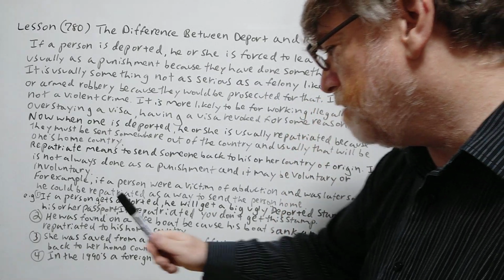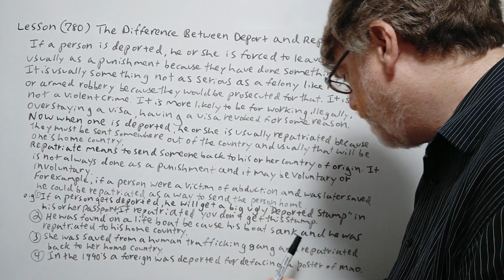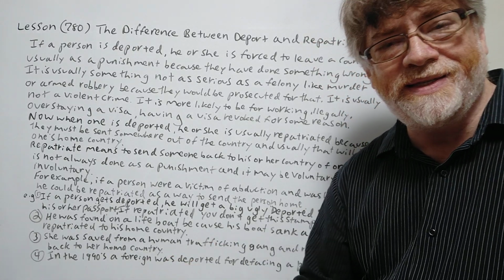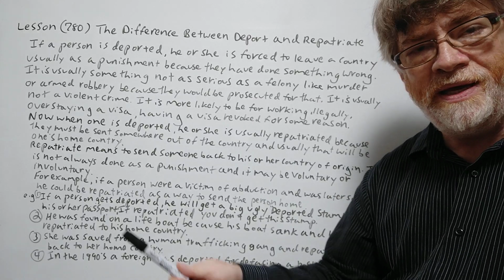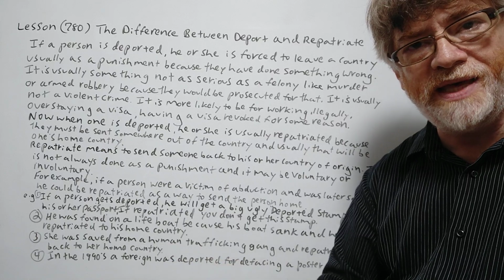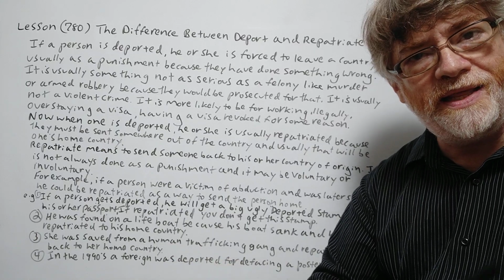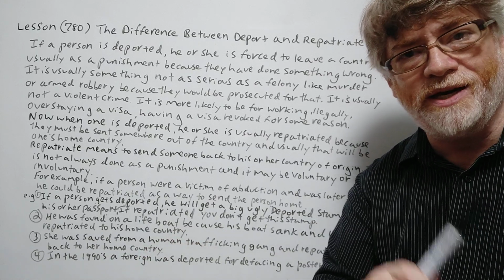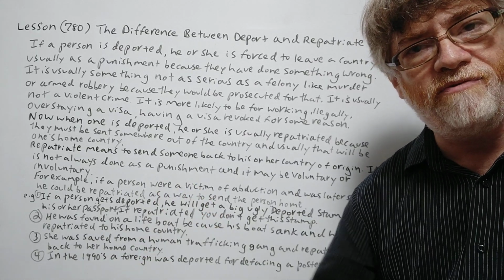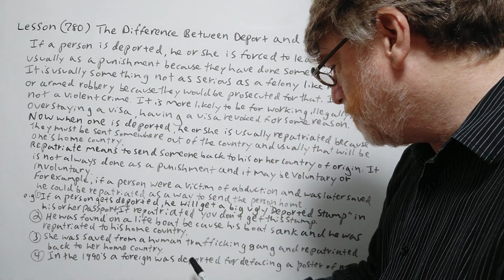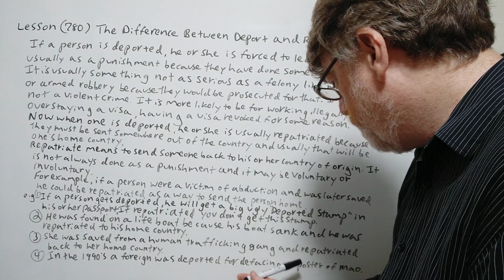Okay. Number 3, she was saved from a human trafficking gang and repatriated back to her home country. Yeah, in a sad case like this might be somebody was abducted into a life of prostitution or something like that. They got saved, and they're just sending them back to their own home country. They're a victim, so they don't get a deported stamp. They just get repatriated.